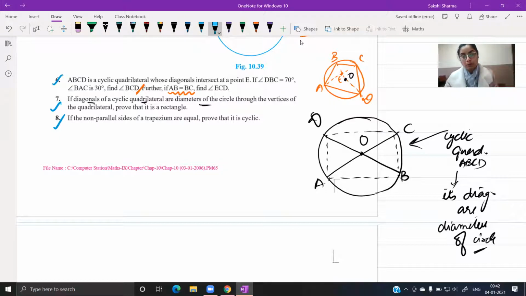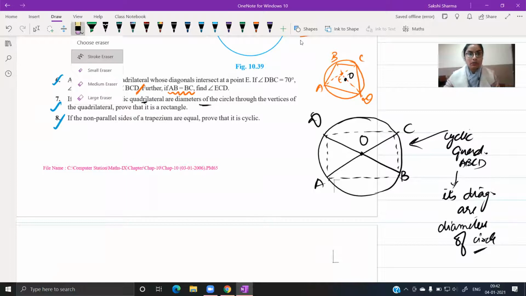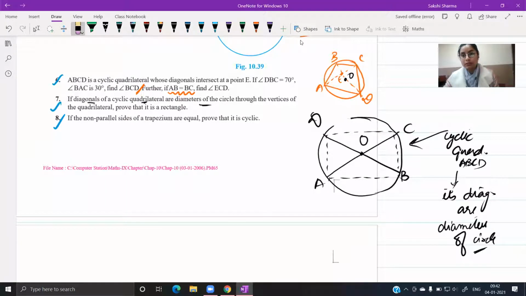The property that we will be using here is that the angle in a semicircle is 90 degrees. Angle in a semicircle is a right angle. So since we have these diagonals as diameters, if I just erase one section or the semicircle of this figure, let's just erase the semicircle, this one. Now what you have here is a semicircle.